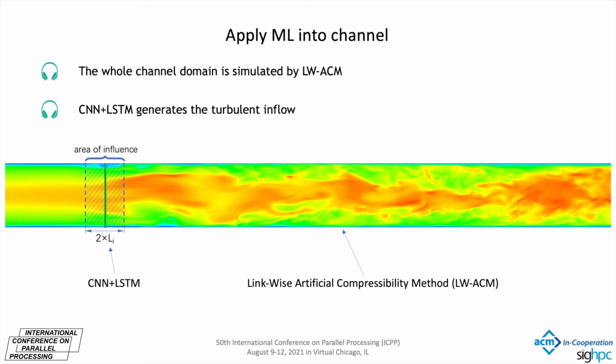Then after we validate the predicted data, we apply the predicted data here. As we mentioned before, in this area we used the SCM to generate the velocity, but here we replace SCM with machine learning, and the whole domain is simulated by the link-wise artificial compressibility method.